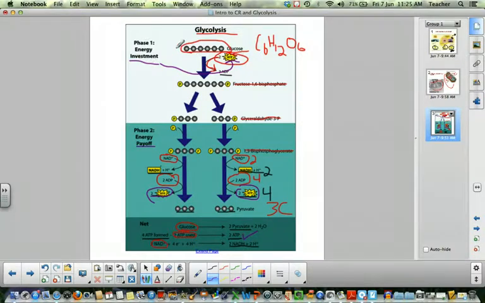Phase 1, energy investment: 2 ATP are used to energize and split glucose. And then down here, in the formation of pyruvate, we make 4 ATP and 2 NADH. That's the energy payoff phase. In the energy payoff phase, we make 4 ATP and 2 NADH. Energy payoff in the formation of pyruvate. So that in a nutshell is glycolysis and what you need to know about it.